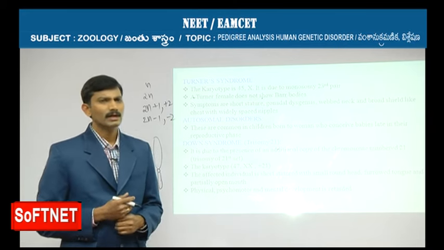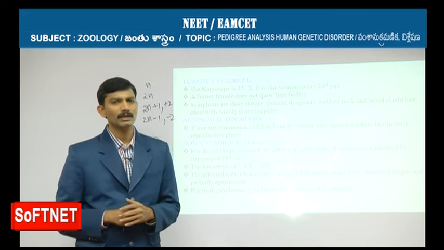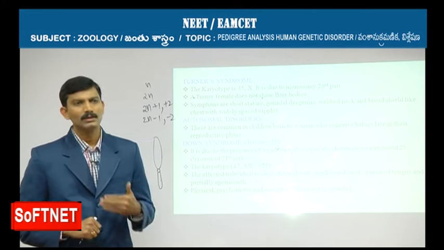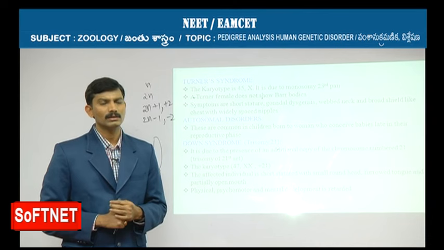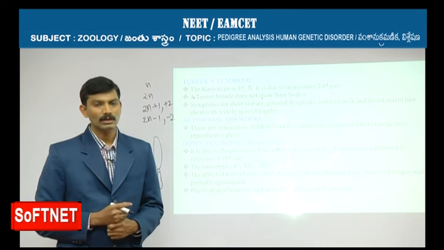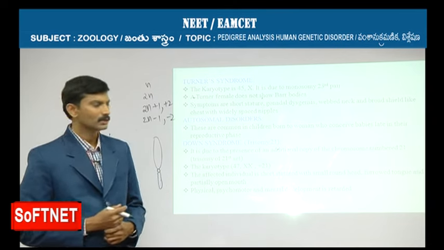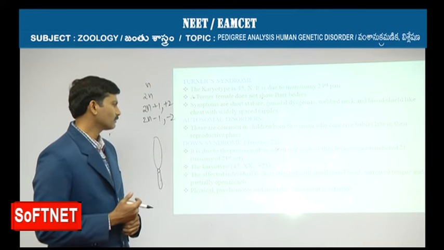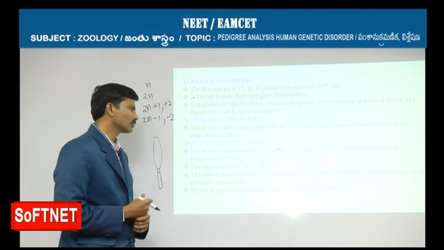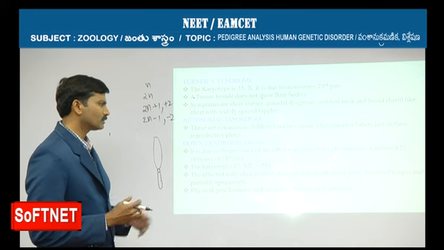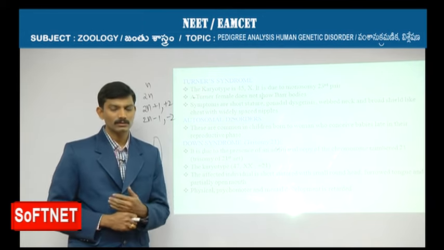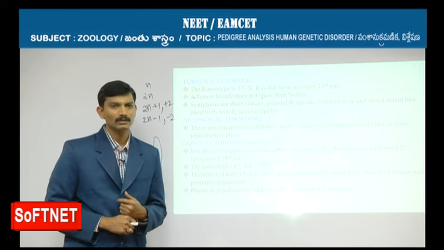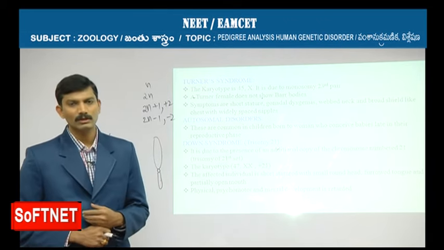And so if they start conceiving in the late part of their reproductive phase, there is every chance of giving birth to children who usually suffer from these kinds of disorders. Some of them are, for example, Down syndrome, which is a trisomy. It is due to the presence of an additional copy of chromosome 21. One chromosome gets added on the 21st, so we call it trisomy.